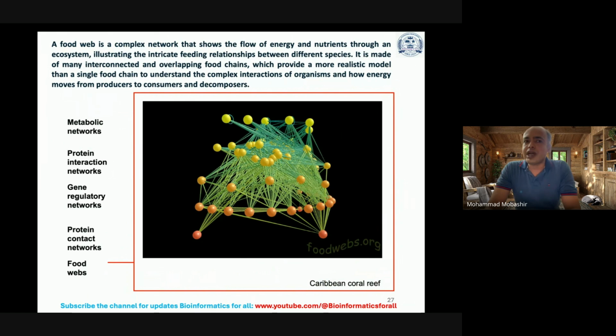It is made of many interconnected and overlapping food chains, which provide a more realistic model than a single food chain to understand the complex interactions of organisms and how energy moves from producers to consumers and decomposers. This is what you could learn from food webs.